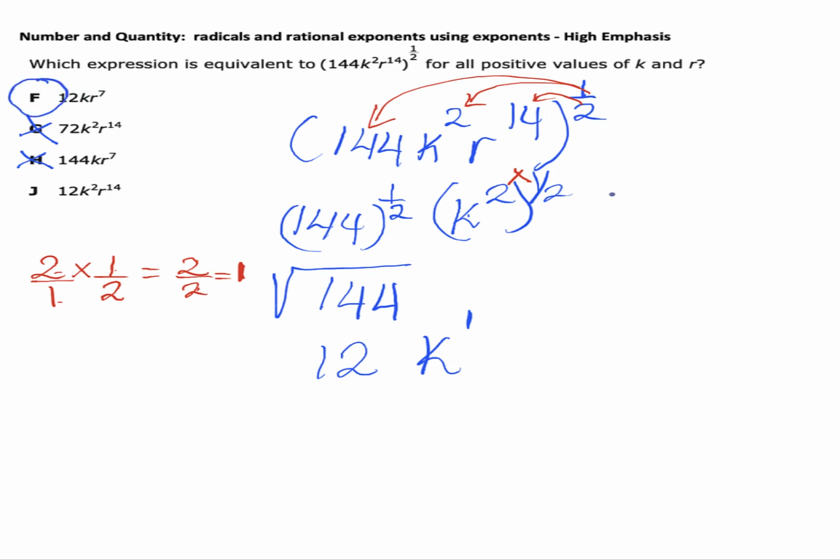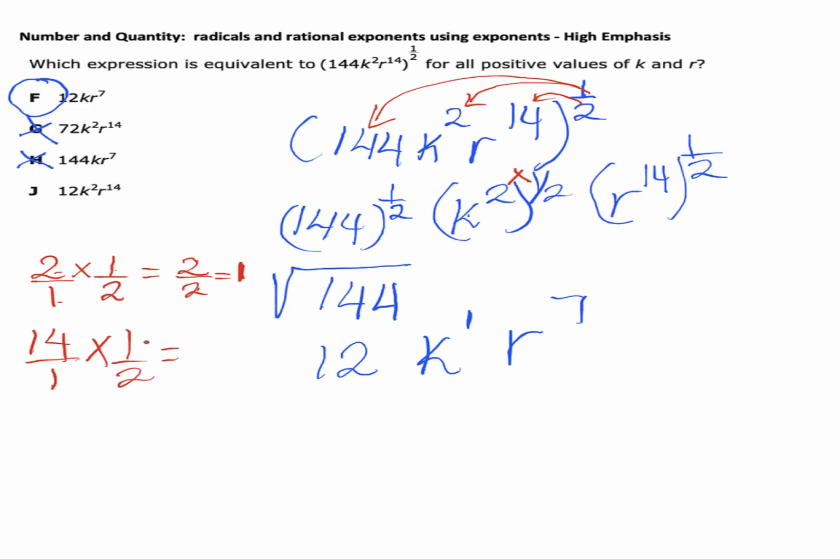If you want to try the r, which is raised to the 14th and then raised to the half, another way you can think about this is, what is half of 14? Half of 14 is 7. Or if you want to go through the mathematics, you take 14, make it a fraction, and multiply by a half. 14 times 1 is 14. 1 times 2 is 2. 14 divided by 2 is 7.